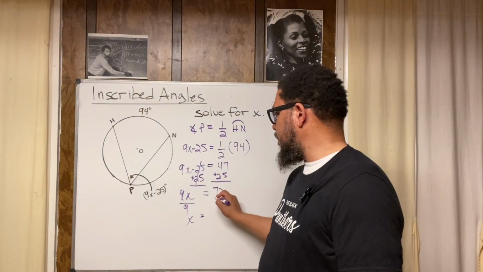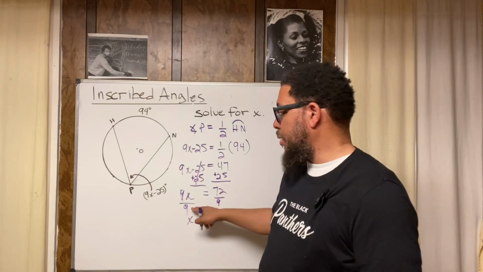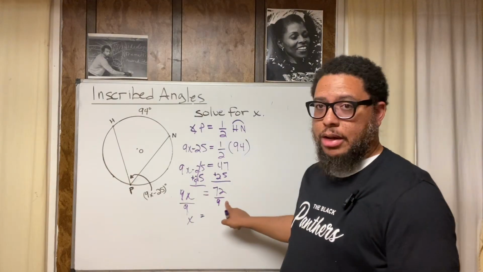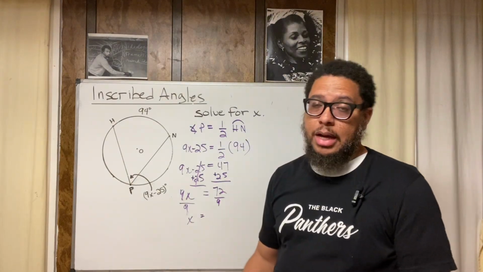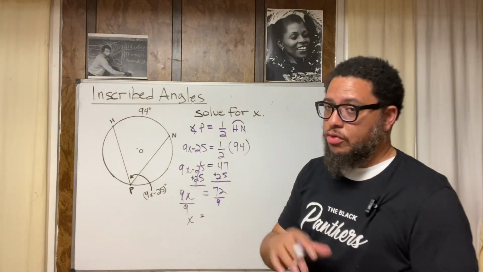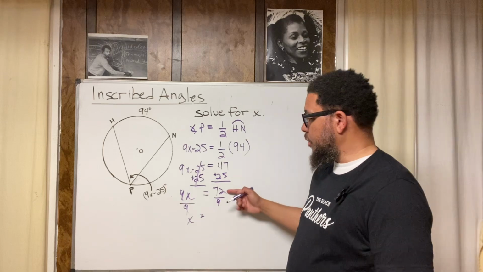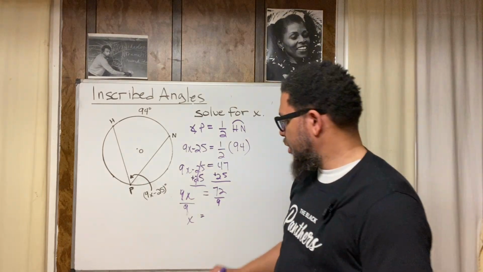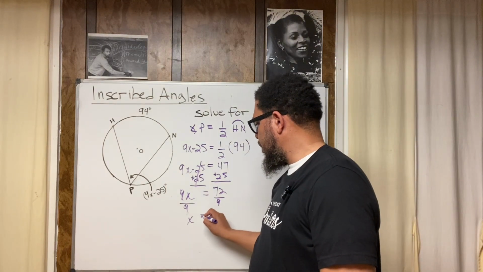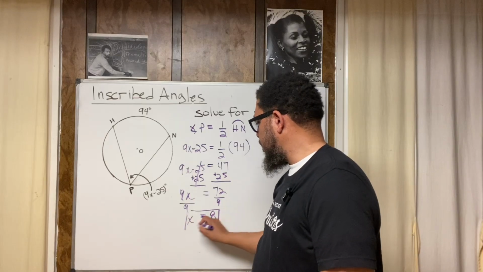Now, got to keep it balanced. We divided by 9 on the left side. Divide by 9 on the right side. What's 72 divided by 9? You got to know your division facts. If you know that 9 times 8 equals 72, because you know your multiplication facts, then you also know that 72 divided by 9 equals 8. So we have x is equal to 8. And that is our answer.